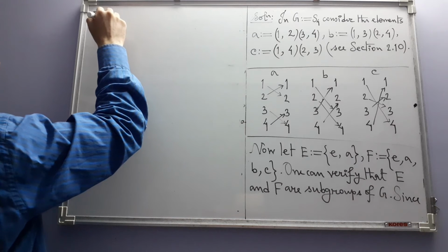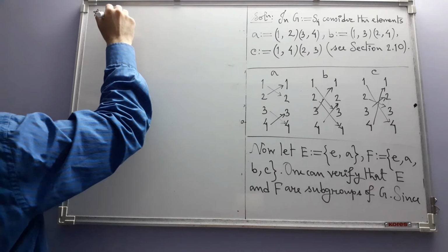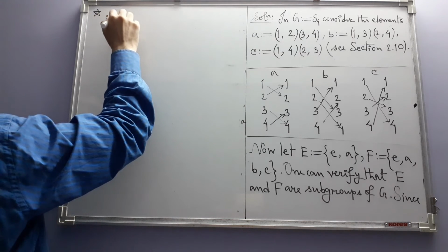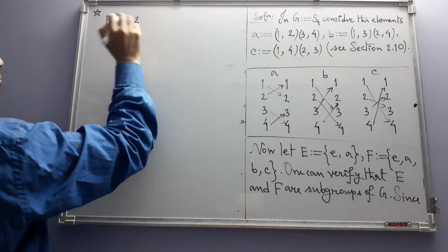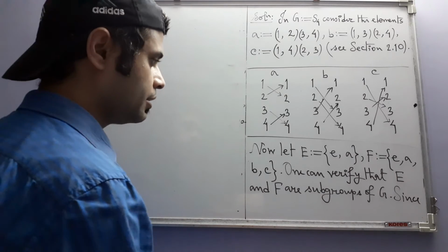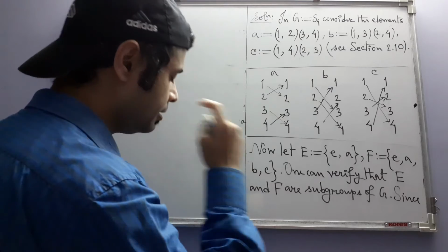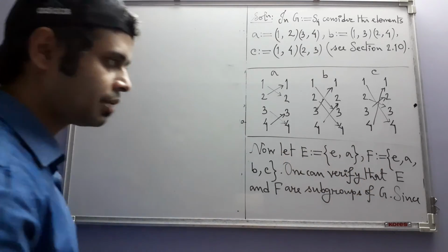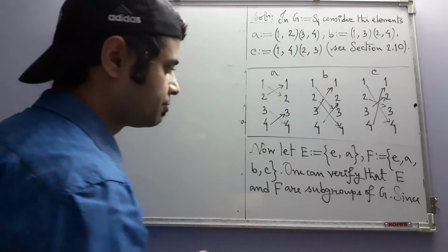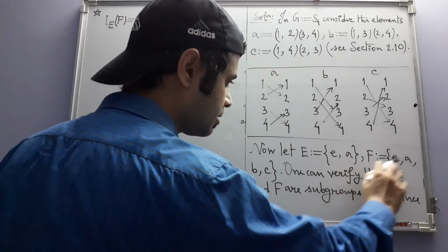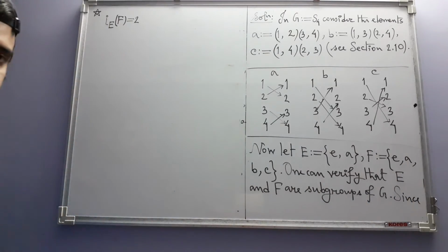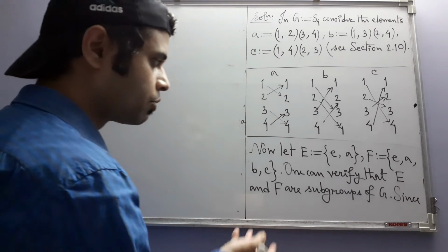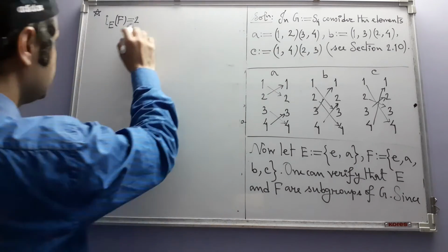Index of F in E is equal to 2, because you can clearly see that E is a subgroup of F, so E will have an index in F, and that index is the number of elements in F divided by the number of elements in E. 4 divided by 2, so that is equal to 2.